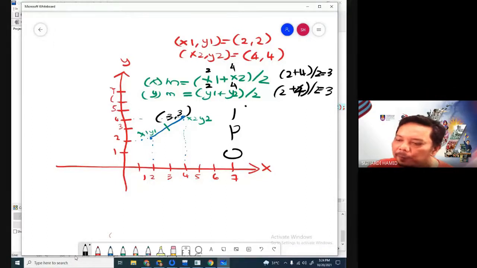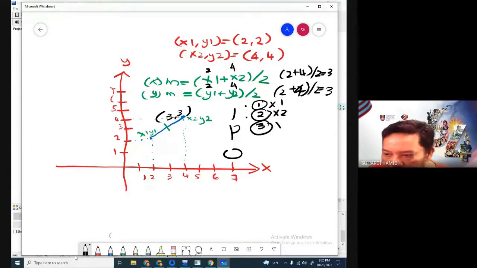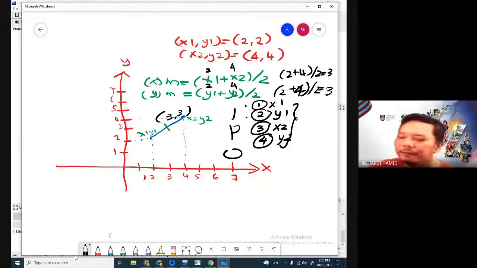Now, IPO. What are the inputs that you anticipate? Input number 1 is x1. Input number 2 is x2. Input number 3 is y1. Number 3, x2. Number 4, y2. These are the inputs that you have to get from the user. Okay?